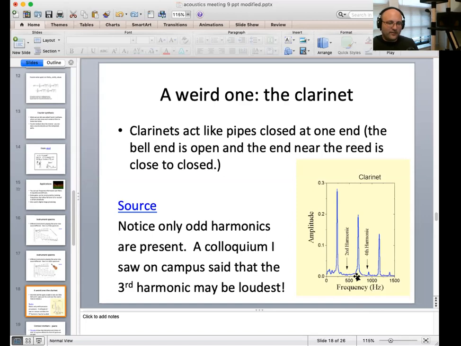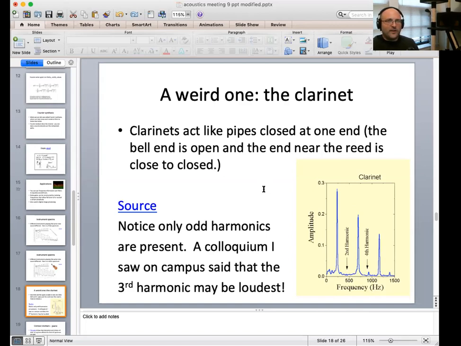The 750 hertz is very, very high and spiky. The fourth harmonic is gone and the fifth harmonic is there. So clarinets basically only play the odd harmonics, and that has something to do with its construction.